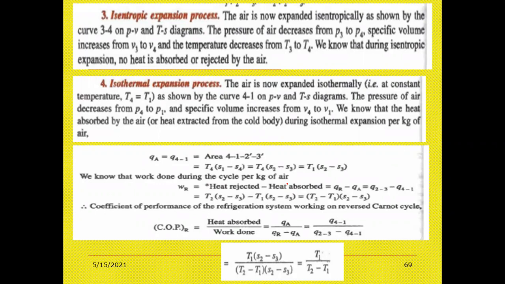On the PV diagram, the pressure of air decreases from P3. Here, whenever the expansion process takes place, automatically the pressure is reduced from P3 to P4. When the pressure decreases, the volume increases. From V3 to V4 the volume is increased and the temperature is also decreased from T3 to T4. In this process, no heat is absorbed or rejected by the air.